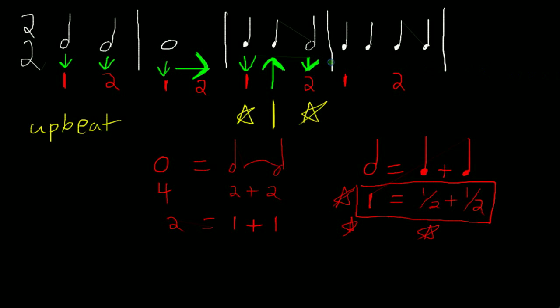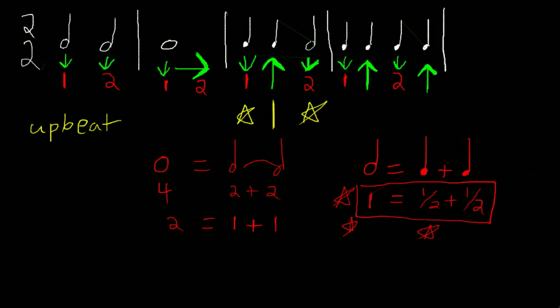So what is our arrow analysis going to look like for this measure? Right here we have a downbeat on 1, an upbeat on the "and" of 1. Then here we've got a downbeat on 2 and an upbeat on the "and" of 2. So that is our arrow analysis.